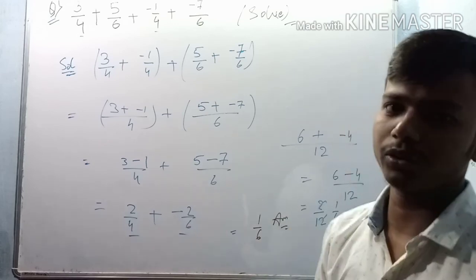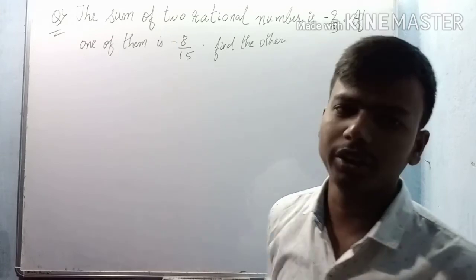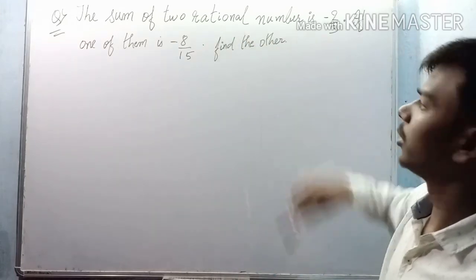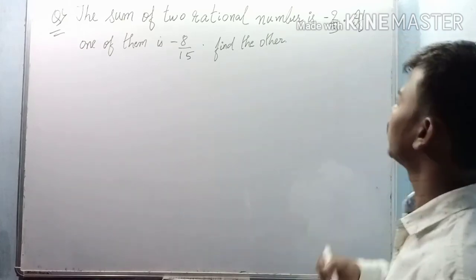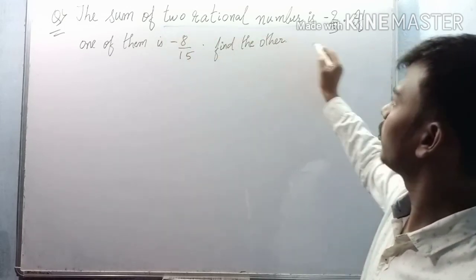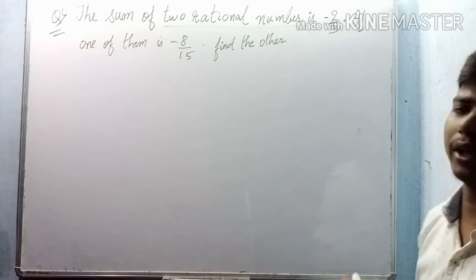So this was the first question. It was a very easy question. So let's move to the next question. The second question says that the sum of two rational numbers is minus 2 by 3. If one of them is minus 8 by 5, find the other.